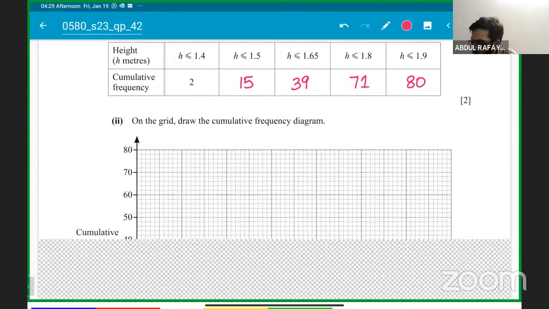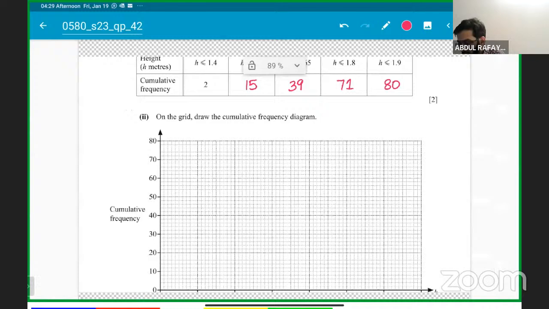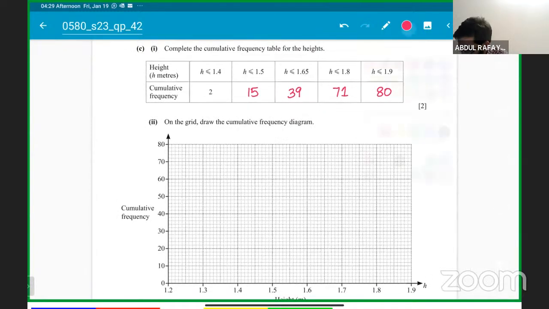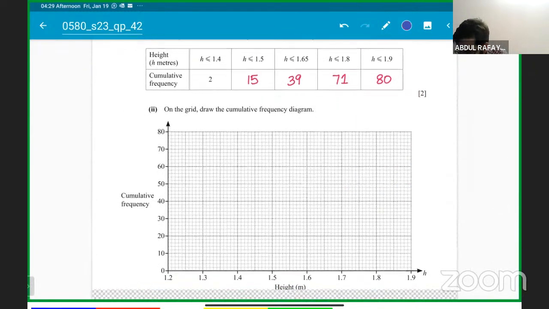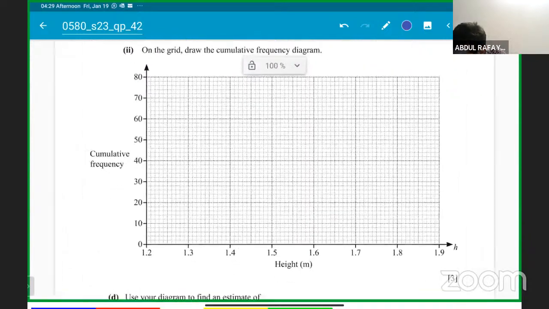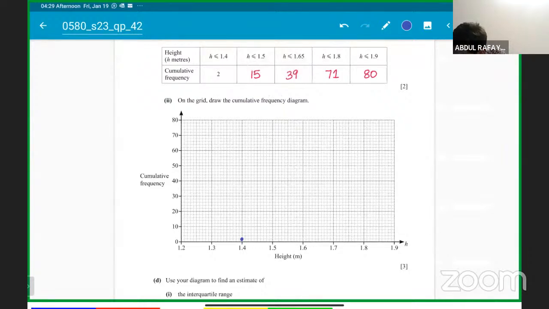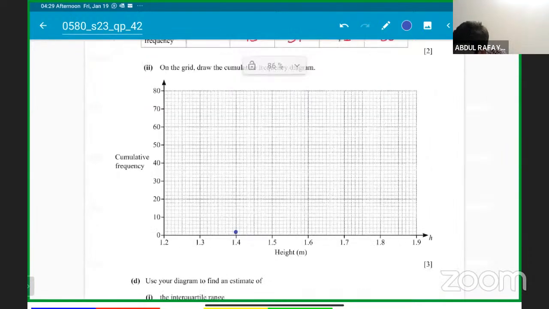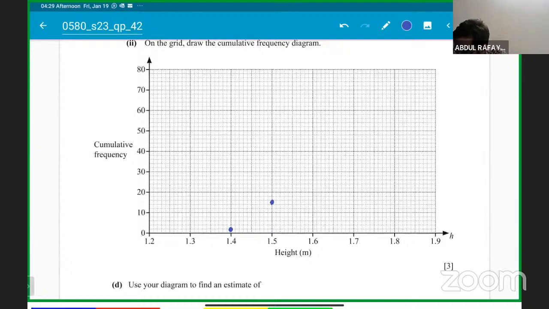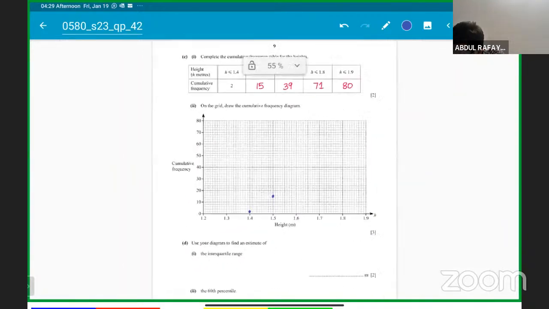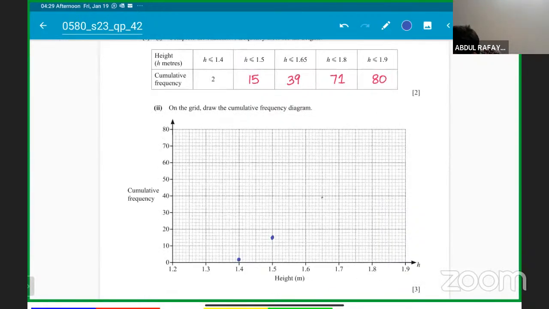okay? Everyone getting it? And then you have to draw the cumulative frequency graph, okay, students? So here we go, let's start. At 1.4, we have cumulative frequency as 2. That's the first point. At 1.5, we have 15. So that's the second point, sir. At 1.65, I have 39. So 1.65, 39 will be here, sir. At 1.8, I have 71. And at 1.9, I have 80, sir. So that's how the graph will look.